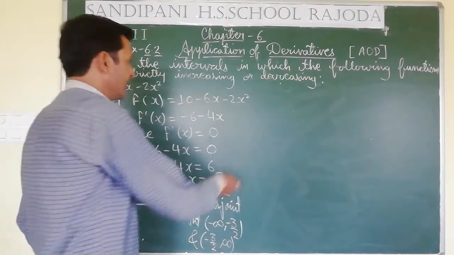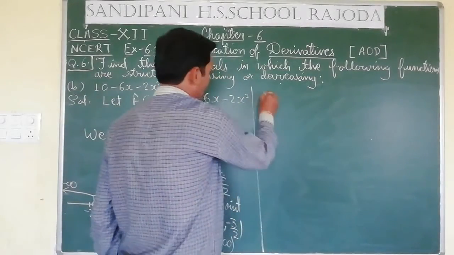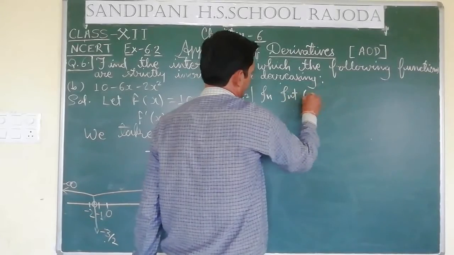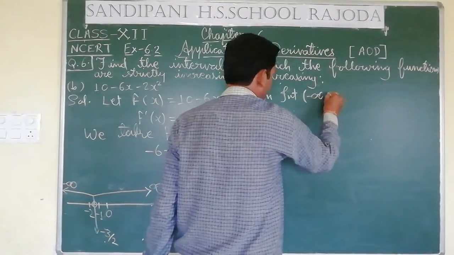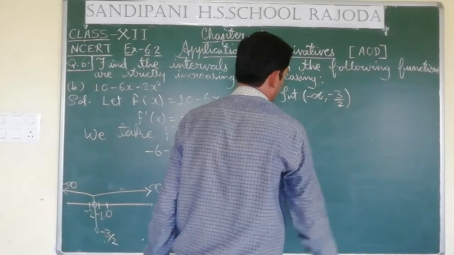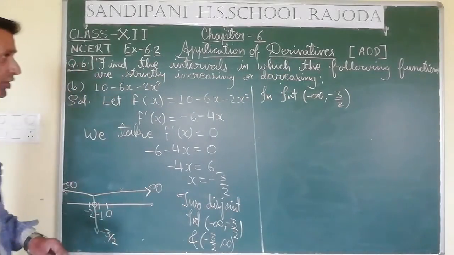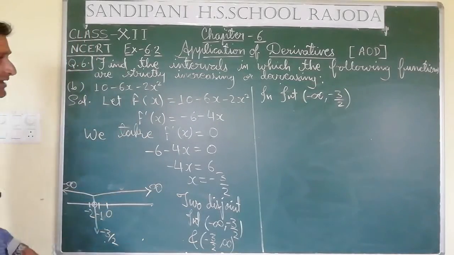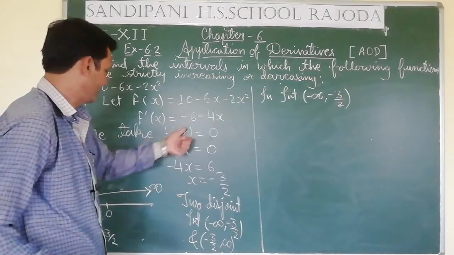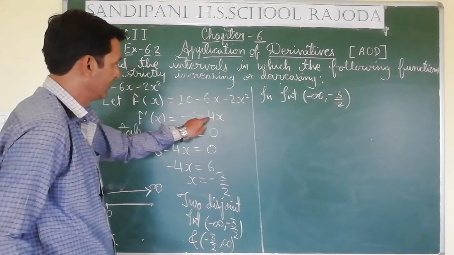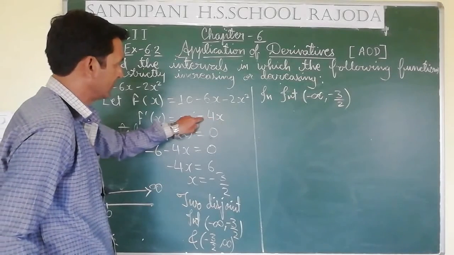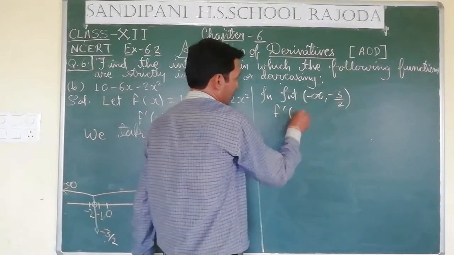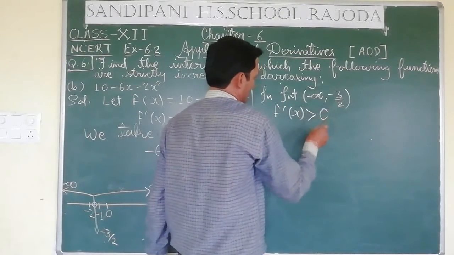So let us take the interval minus infinity to minus 3 by 2. Let us take minus 2, because minus 2 is less than minus 3 by 2 and it is greater than minus infinity. So suppose I am taking minus 2 here, then minus 2 into minus 4, that is plus 8. So 8 minus 6 is positive. So f dash x is positive. So f dash x is greater than 0.